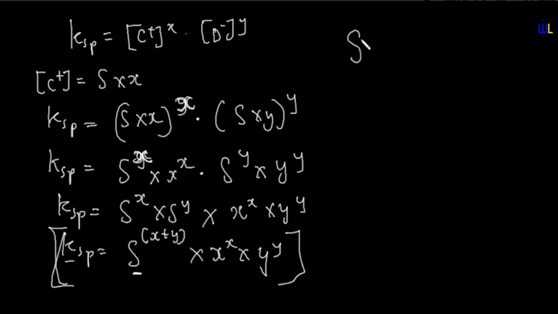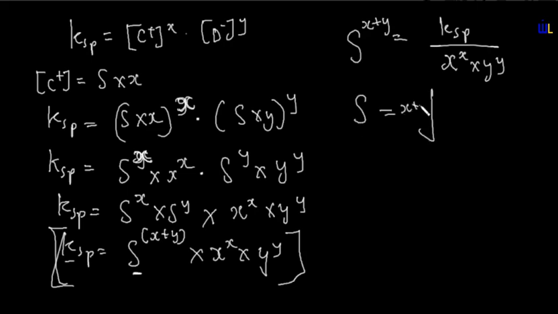Yes. If we make solubility the subject of the formula, it will now be Ksp divided by x raised to the power x times y raised to the power y, which means solubility alone will now be the (x plus y)th root of Ksp divided by x raised to the power x times y raised to the power y. This is maths, so if you don't understand it, it's not chemistry, it's maths. Clear?